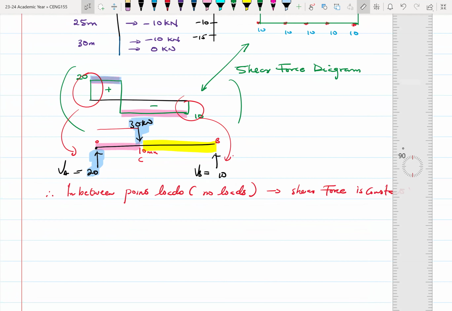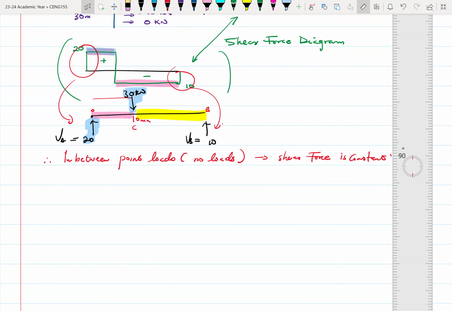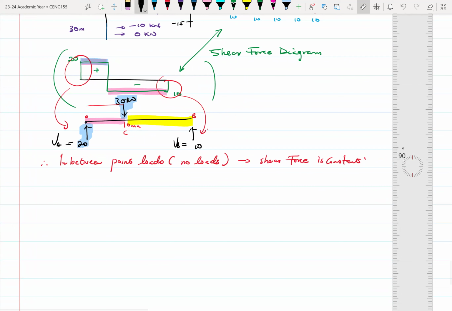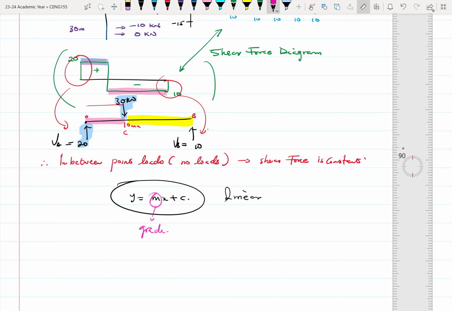And I also mentioned that back in your math class where you had to draw a series of lines, the equation for a line was y equals mx plus c. So this is a linear relationship, where m is the gradient or the slope of the line. Then c is supposed to be a constant.